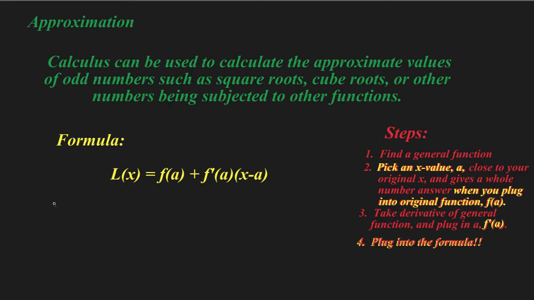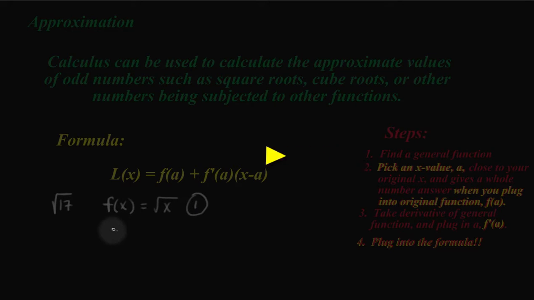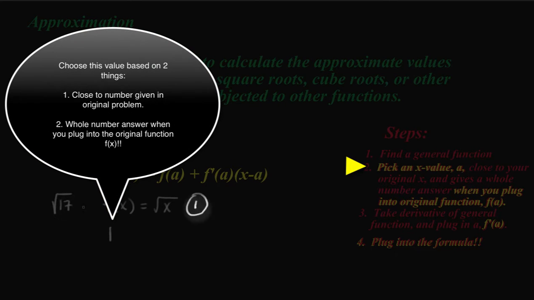Today we're going to be looking at the example of the square root of 17 and using calculus to approximate that value. So if you remember the steps that are off to the right there, the first step is to find a general function. So if we're using the square root of 17, our general function will be the square root of x. Step 2 was to pick an a value close to there that when I plug into here I'm going to get a whole number answer.